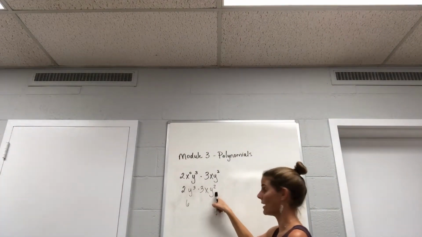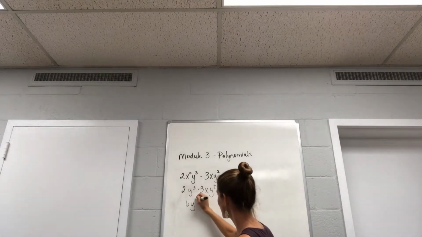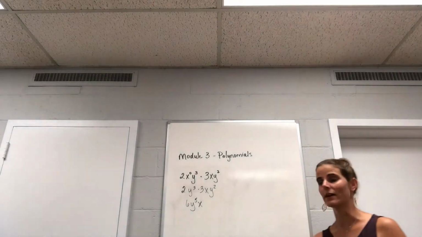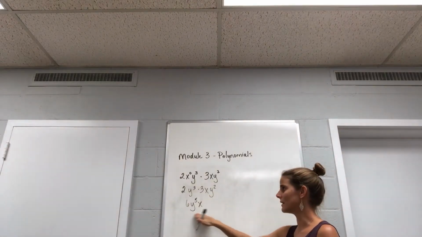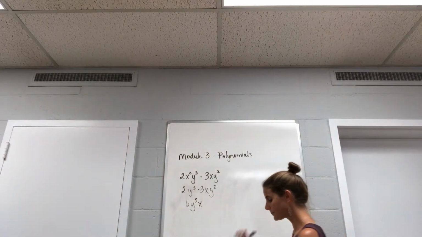Y cubed times y squared, that's the product property. We add the exponents. So that's going to give us y to the fifth. And then we have this x here, and there's only one of those, so I can just bring that down. These can be written in a different order. It could be 6xy to the fifth. That would be fine as well.